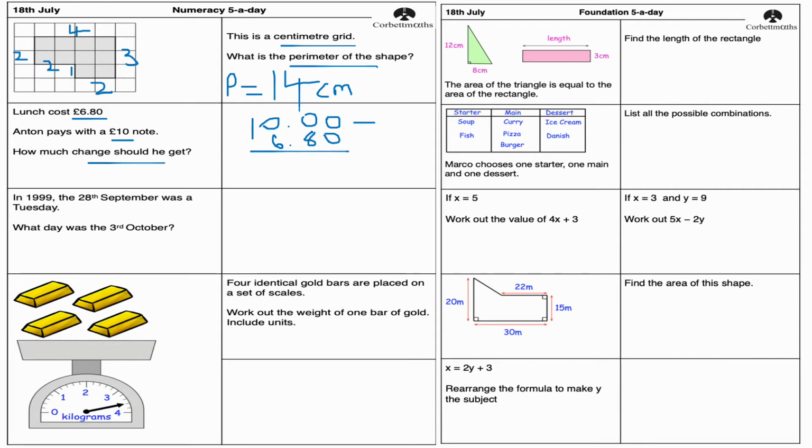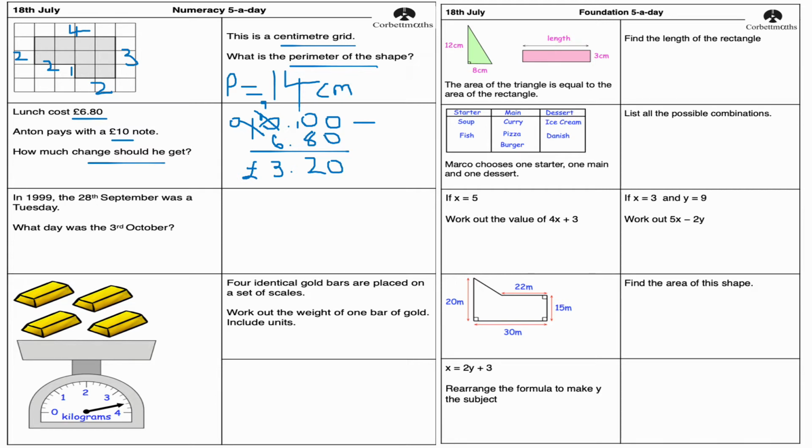Okay, 0 take away 0 is 0. 0 take away 8 I can't do, so I have to borrow. Okay, so I borrow off this 1. That becomes a 0. That becomes a 1 there. Borrow off that. That becomes a 9. And that becomes a 1, guys. 10 take away 8 is 2. Put the decimal point there. 9 take away 6 is 3, and then 0 take away nothing is just 0. So the answer is £3.20.